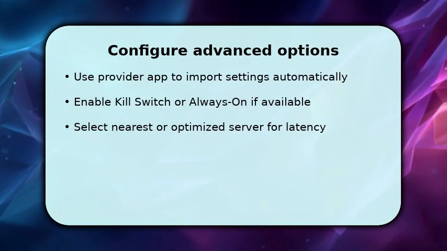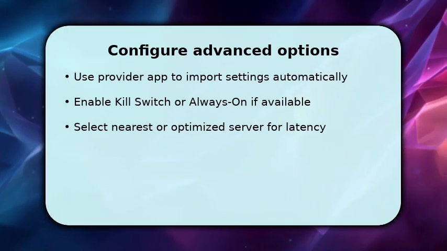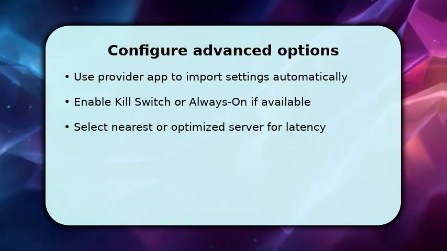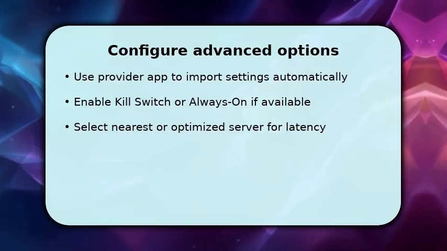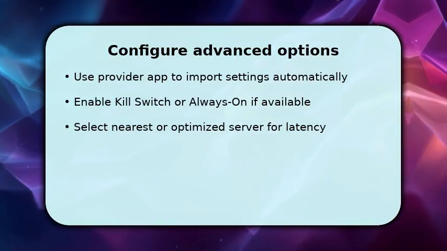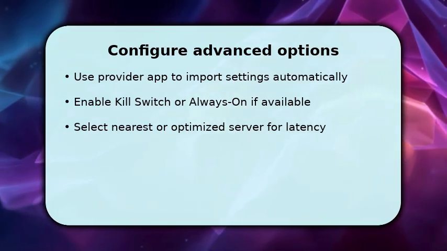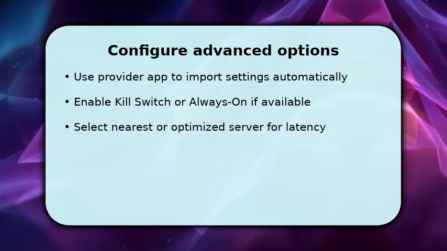Now fine-tune how the VPN runs so it matches your needs. If you use settings, make sure Send All Traffic is enabled for full tunneling. If you use the app, grant network permissions and enable Always On or Kill Switch to prevent leaks. Pick a server near you or one labeled Optimized for speed.